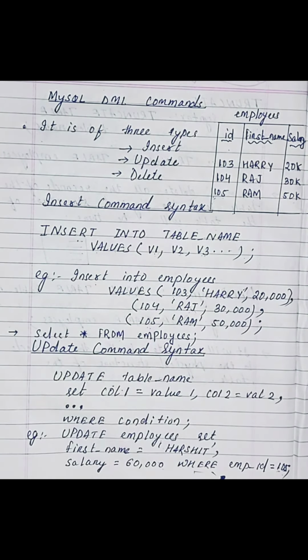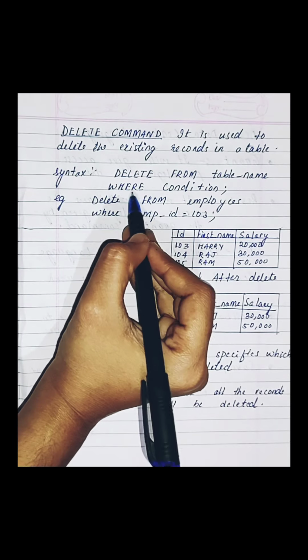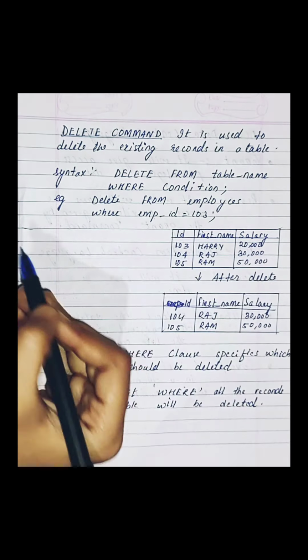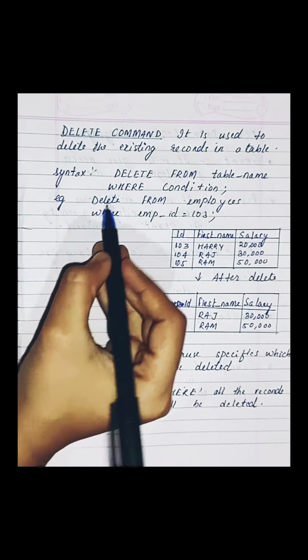Now moving ahead to the delete command. It is simply used to delete an existing record in a table, and the syntax is DELETE FROM table name, then WHERE, then the condition, after that a semicolon. Example: DELETE FROM employees WHERE employee ID = 103, then semicolon. We are specifying to delete all the records of the employee where employee ID equals 103, that is, delete everything in that row. If we write this query and want to view the table, that is SELECT * FROM employees, this table will get updated after the delete.